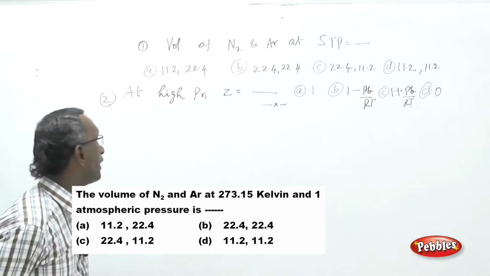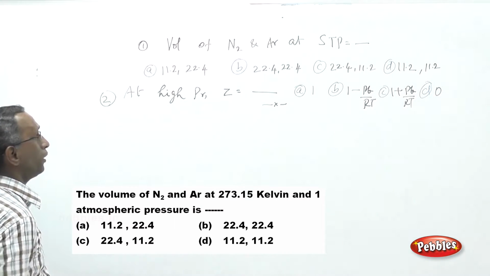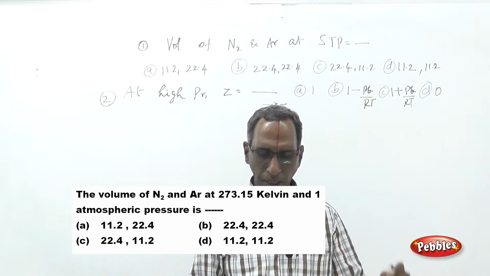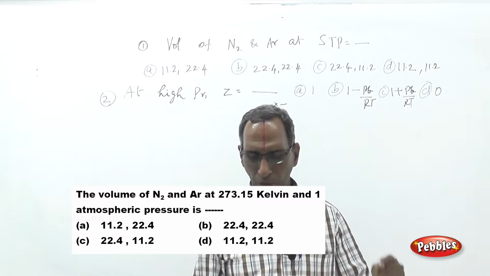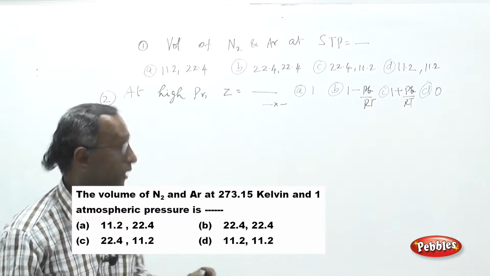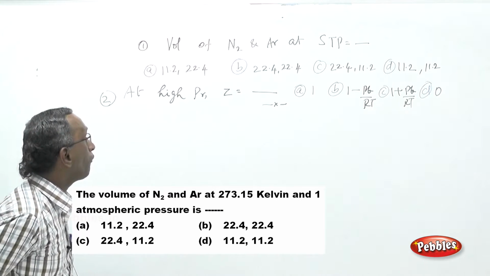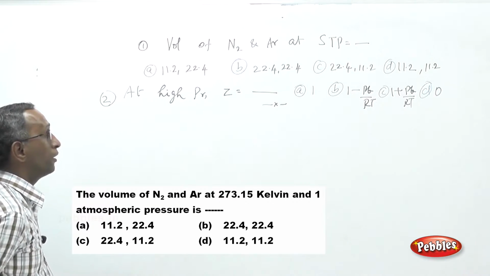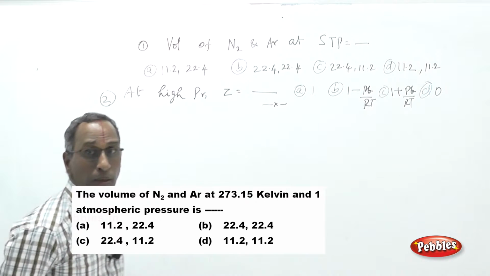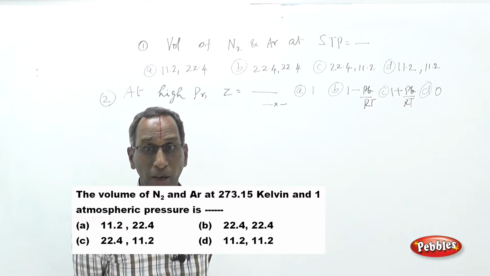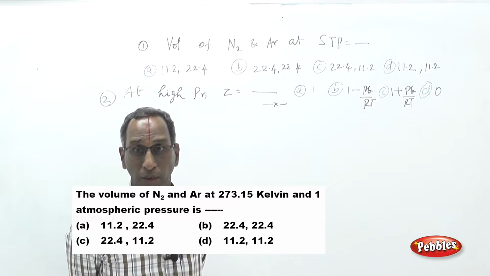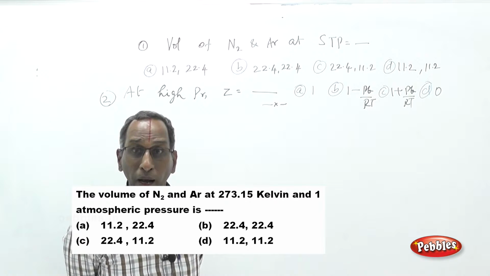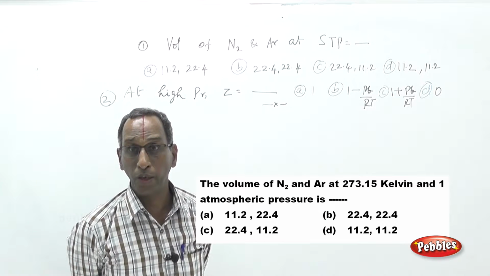Now this question is based on the concept of molar volume. The question reads: the volume of nitrogen and argon at 273.15 Kelvin and 1 atmospheric pressure is dash. It is condensed as volume of nitrogen, volume of argon at STP equal to dash. Nitrogen is N2, argon is Ar. The symbols may confuse: argon contains only one atom per molecule, whereas nitrogen has two atoms per molecule.